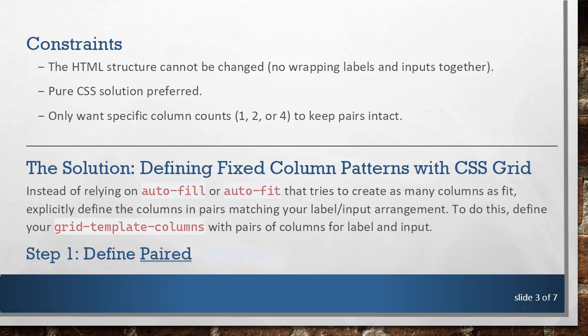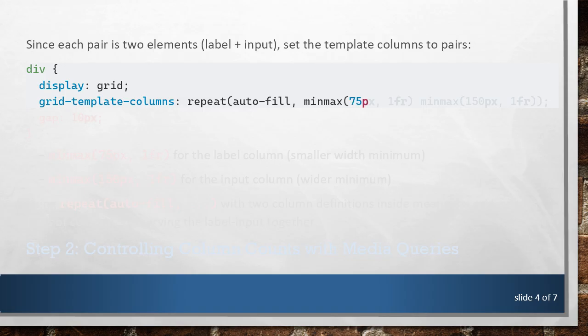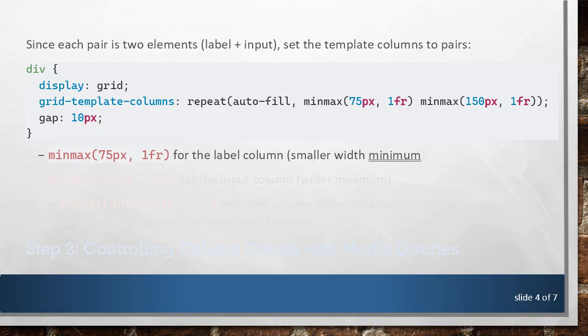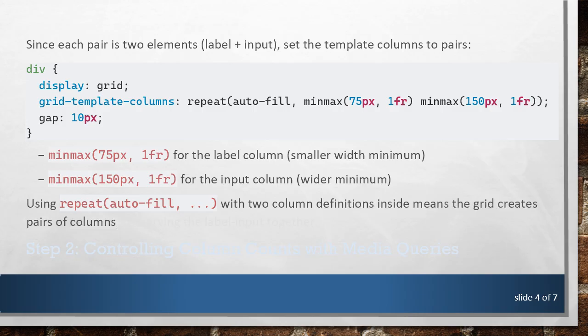Step 1. Define paired columns. Since each pair is 2 elements, label plus input, set the template columns to pairs. Minmax 75px 1fr for the label column, smaller width minimum. Minmax 150px 1fr for the input column, wider minimum. Using repeat autofill with 2 column definitions inside means the grid creates pairs of columns, preserving the label input together.